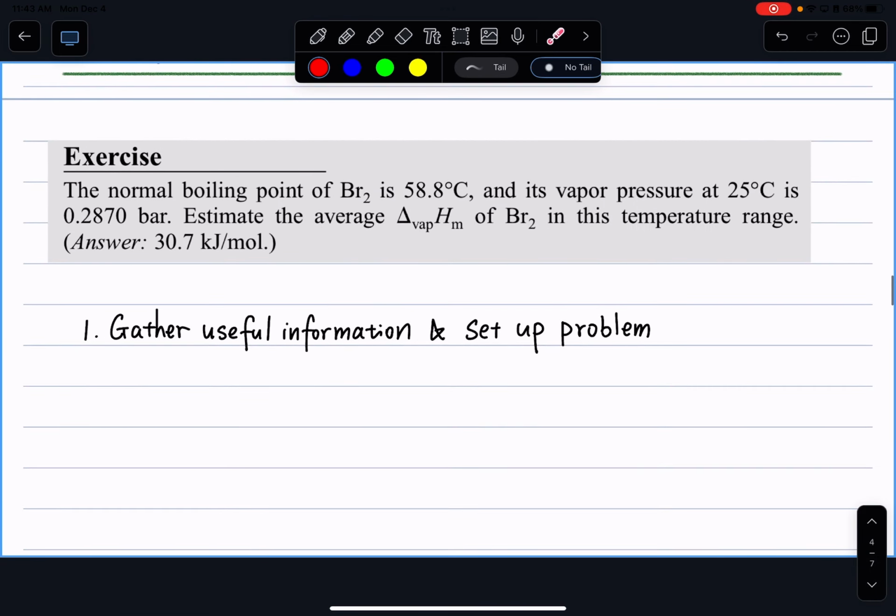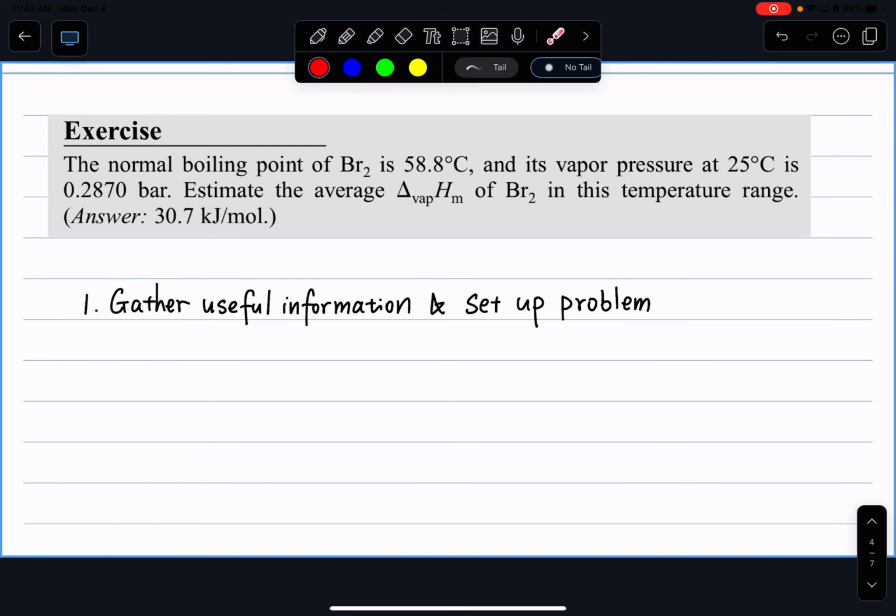All right, so let's look at one example problem here. And I'm going to go over some of my generalized problem-solving tools with you. So for example, let's read the question. The normal boiling point of bromine is 58.8 degrees Celsius. Its vapor pressure at 25 degrees Celsius is 0.2870 bar. It asks us to estimate the average molar vaporization enthalpy of bromine in this temperature range.